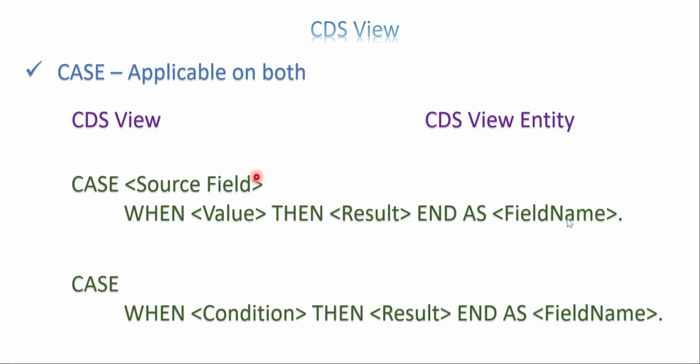First we are going to see the common case statement, where there is no change between CDS view and CDS view entity, the base case statements. So case source field when value then result and end as field name. There is no change in this syntax. Or you can have case and when condition, like a field name greater than 100, then what is the result, or less than 200, what is the result. That particular statement also has no change between CDS view and CDS view entity. So this is very basic.